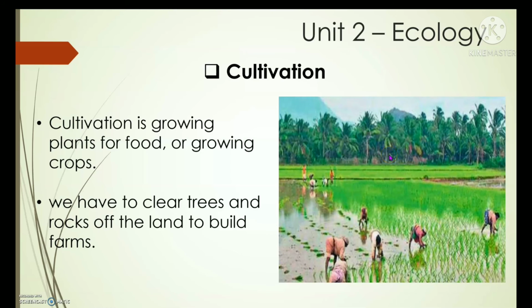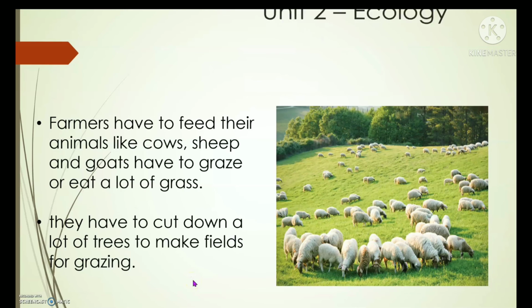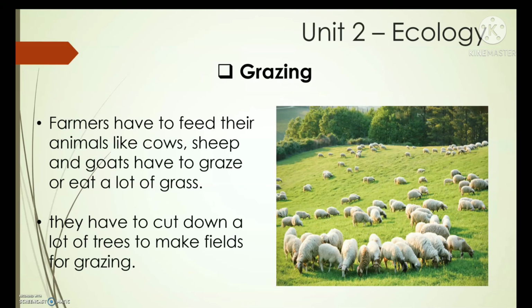As the population increases, we also need to feed many people. That's why we have to make more food. But by doing cultivation, we are also cutting trees to make large spaces, and it's not good for the environment as well. The last one is called grazing. Everybody, grazing.